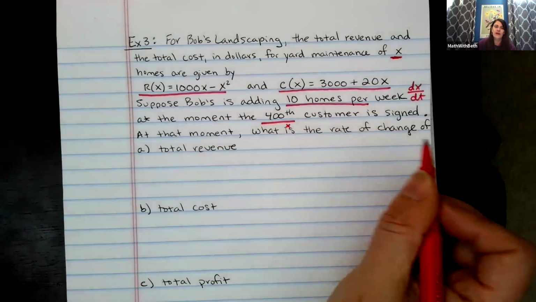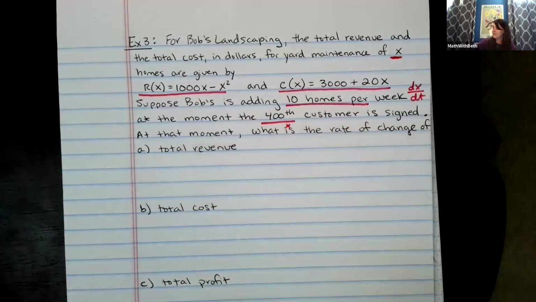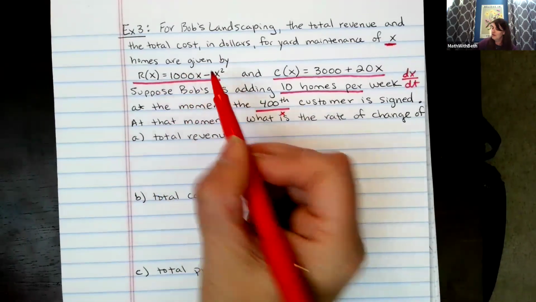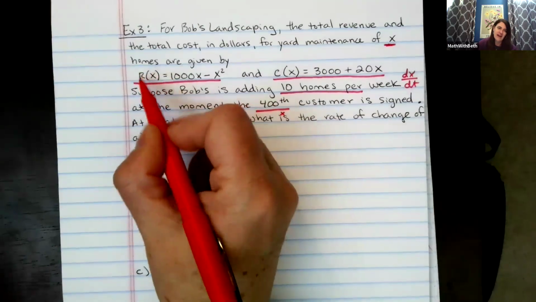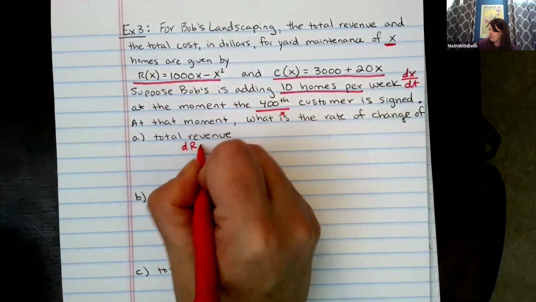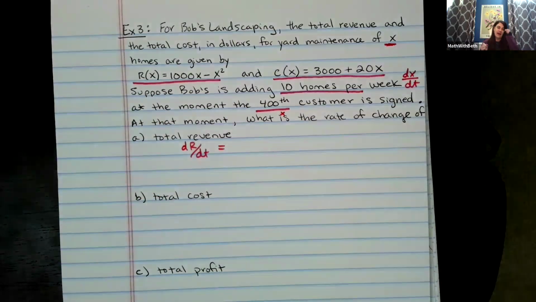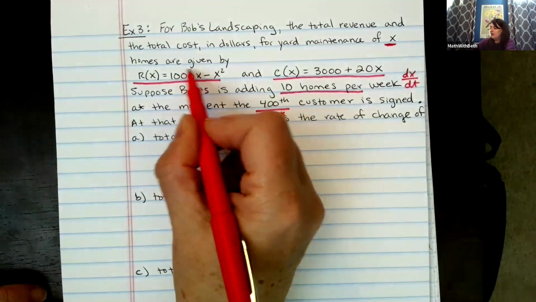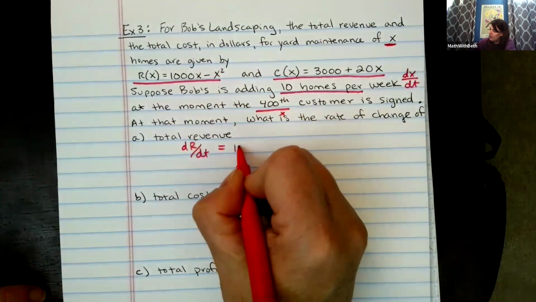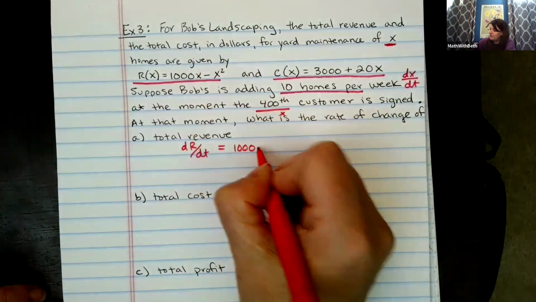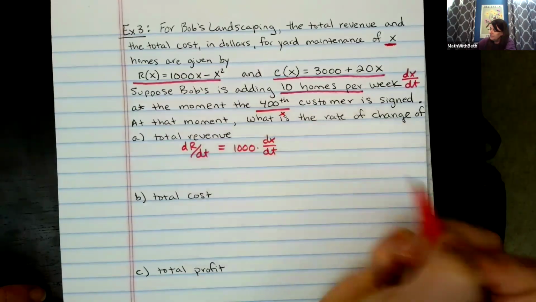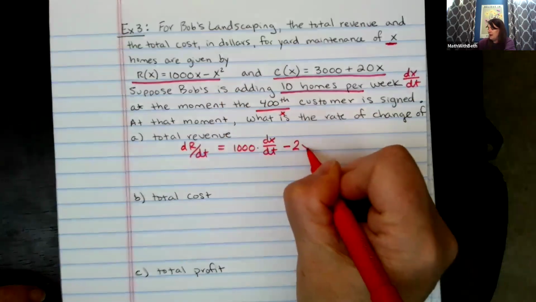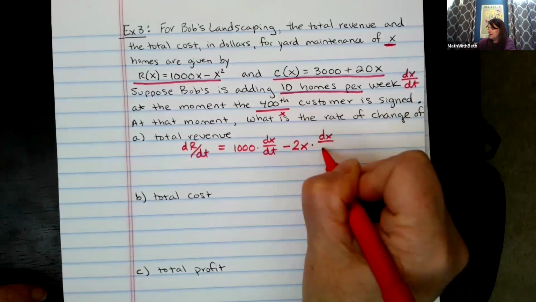If we have 400 customers, we have 400 homes. So at that moment, what is the rate of change of, and then we're going to do all these different things. So if they want the rate of change of the total revenue, I'm going to use this revenue equation. So the derivative of R of X, you don't really need the X. You can just make it a little simpler and say the derivative of that, if we're doing everything in respect to T, would be dr dt. The derivative of this would be 1,000, but again, because of the X, you have to add that extra step. And same thing over here. The derivative normally of X squared would be 2X, but we have to add that extra step.